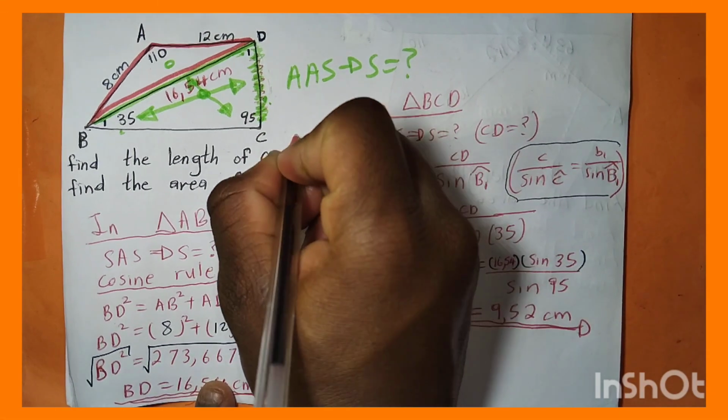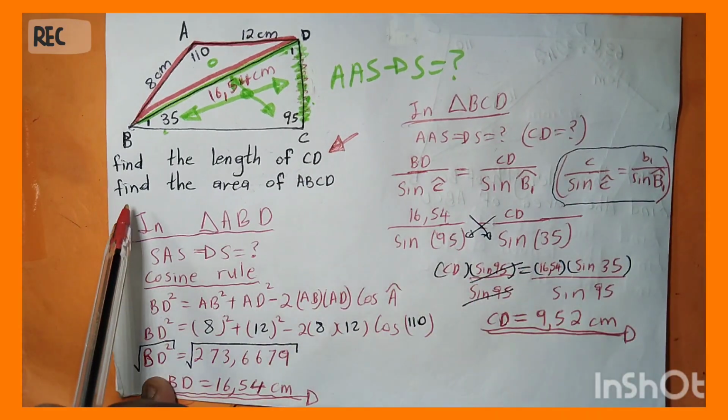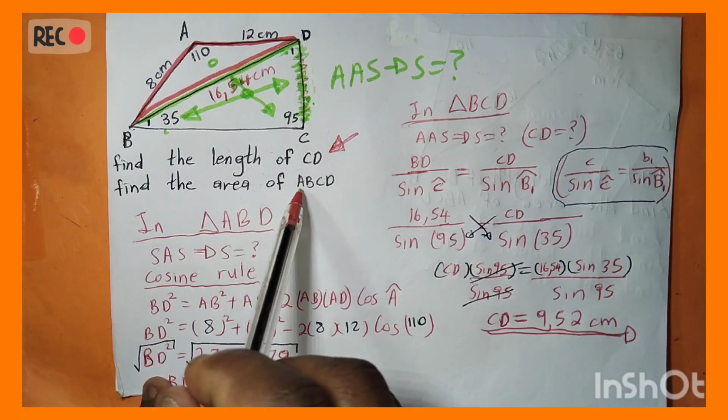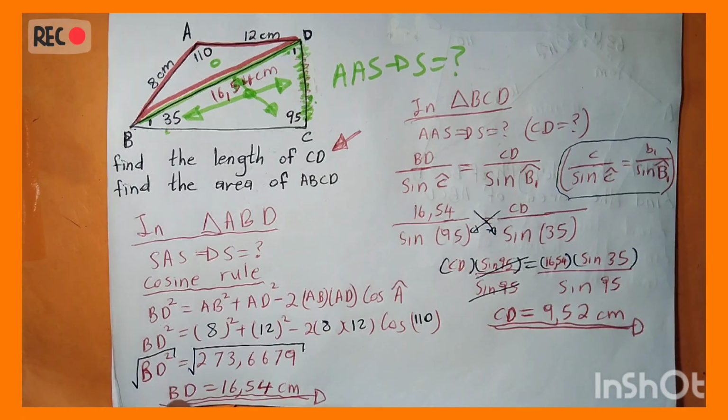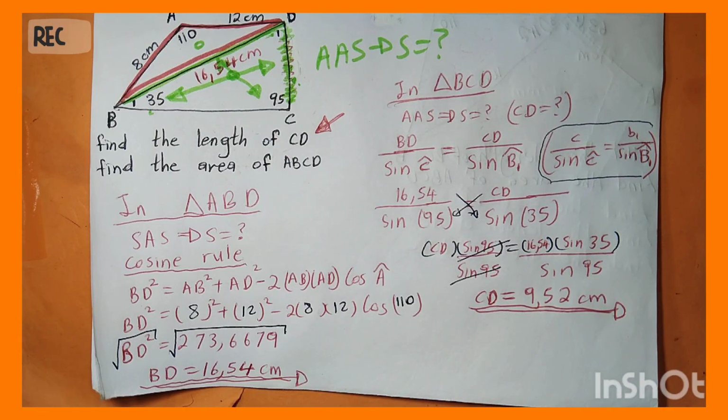This question there, for this one. Do you see? But now here's another question, guys. Find the area of ABCD. How do you get the area there?